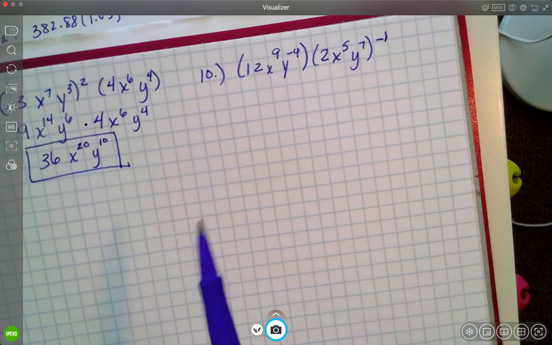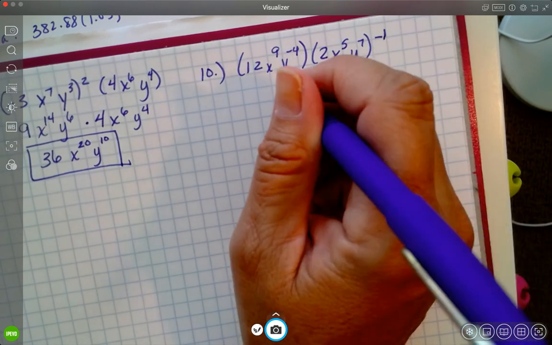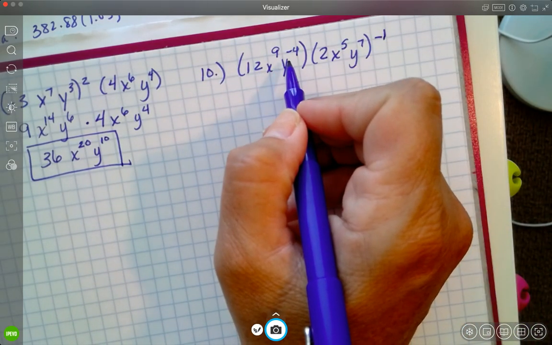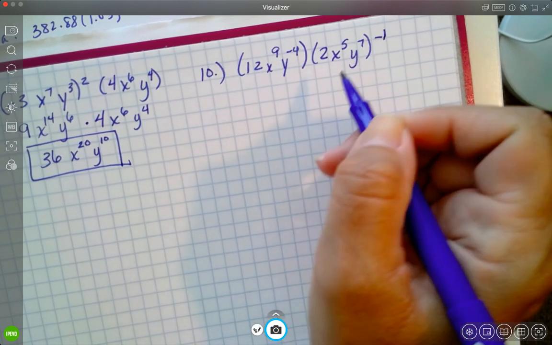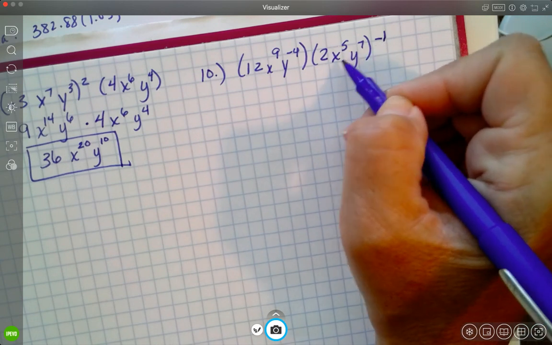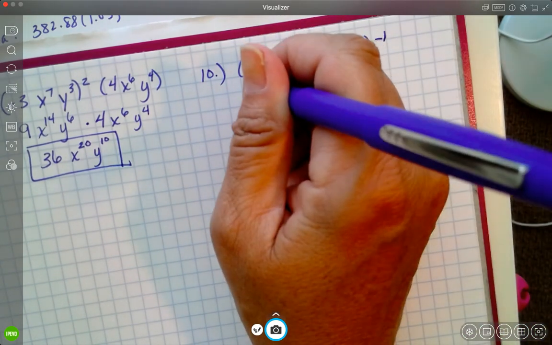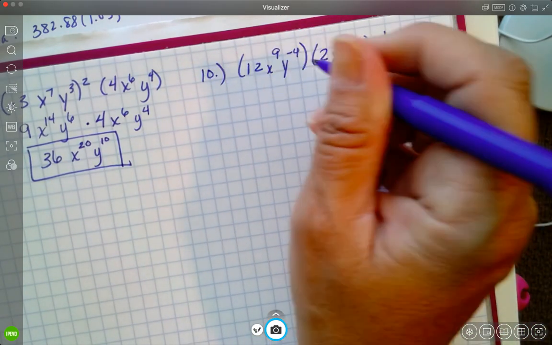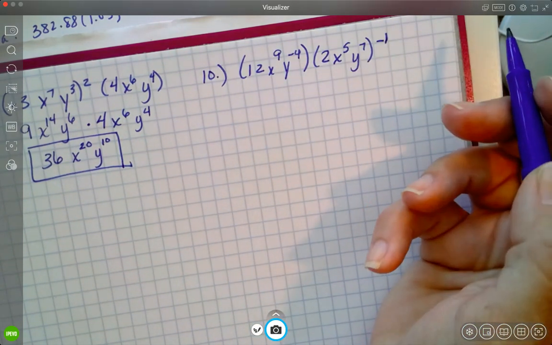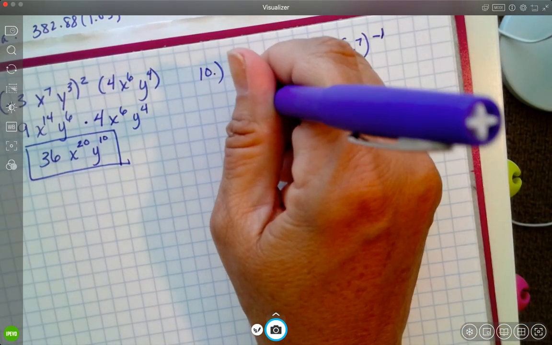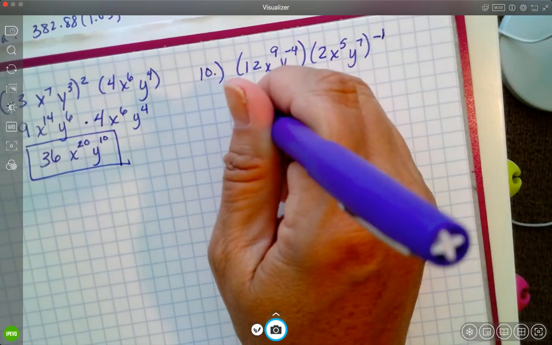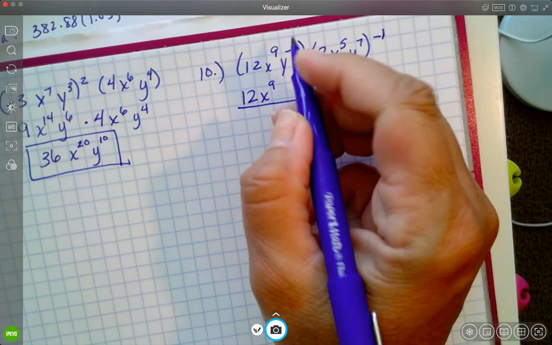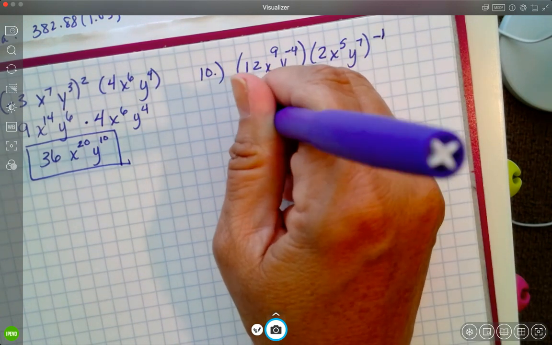So, okay, remember, if you have a negative exponent, you need to put it in the bottom. Well, this negative 1 belongs only to this. So I'm just going to think about what goes on the top and what goes on the bottom. So 12x to the 9th. And then I'm going to take this y to the negative 4 and put it on the bottom. Make it positive. Right? Let's put it on the bottom.